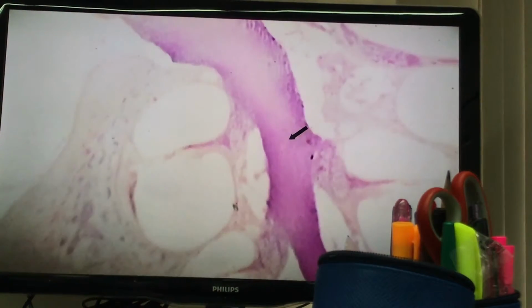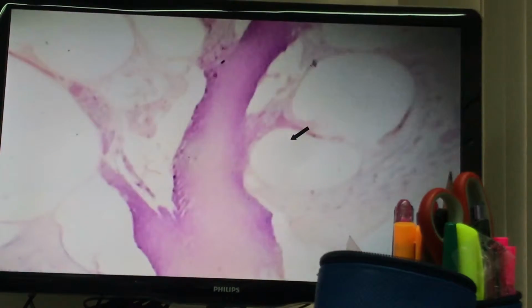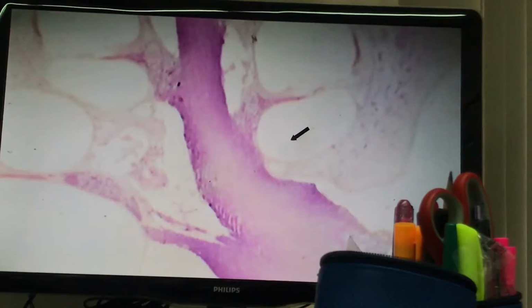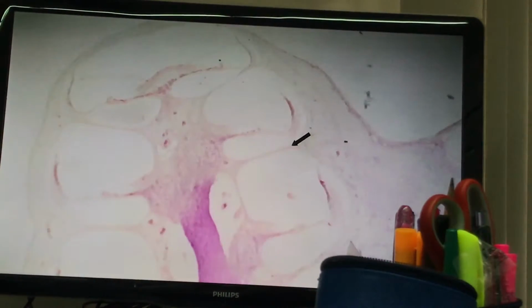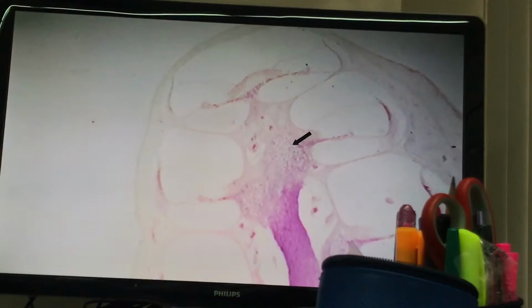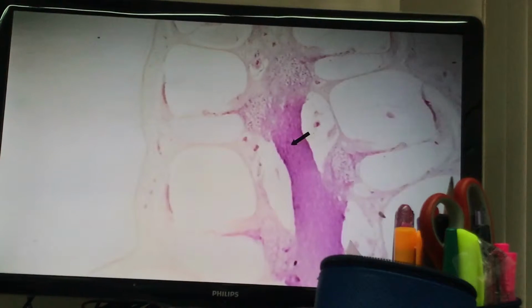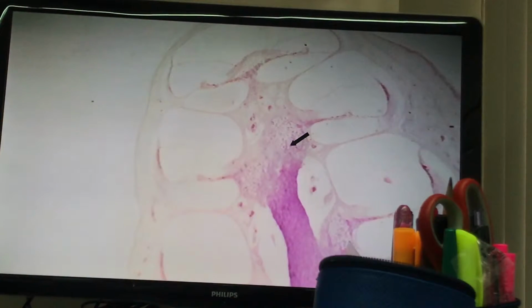Now we have a snail-shaped structure inside your innermost compartment, or inner ear. So this is your cochlea. Okay, I have the bony labyrinth here, and in the middle you have a thin bone area, and you call this your modiolus.